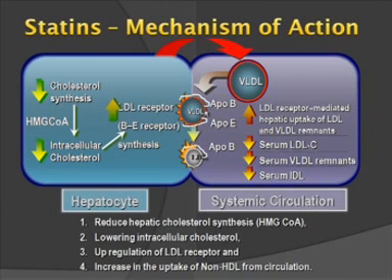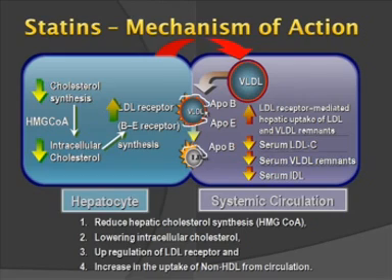What are the various mechanisms of actions of statins? It has got 2 aspects: the hepatocyte actions in the liver cell and the systemic circulation action in the plasma. In the liver cell, cholesterol synthesis occurs from acetyl coenzyme A. Acetyl coenzyme A, through a series of steps, is converted into cholesterol in the liver.